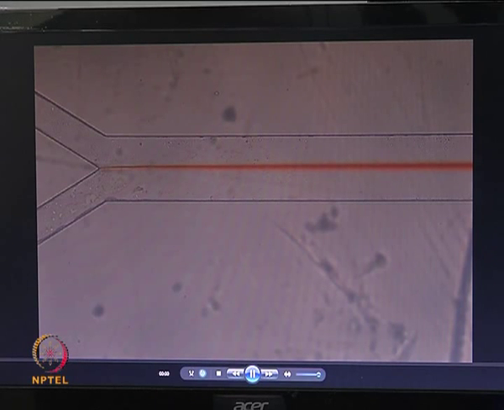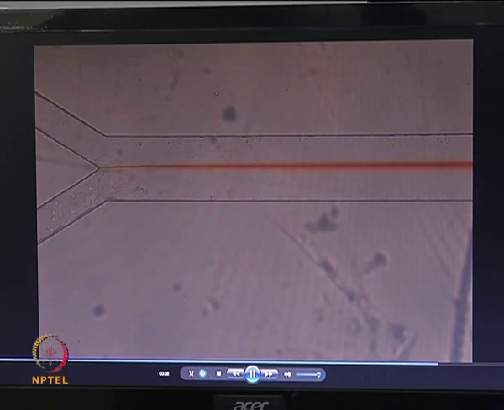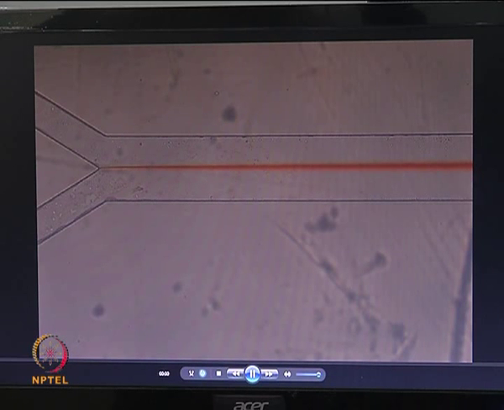This shows the video of the experiment that we are running, where two colorless fluids are being mixed, and as they come in contact with each other, a diffusion zone is developed, and as you can see, the width of the diffusion zone increases along the flow direction.